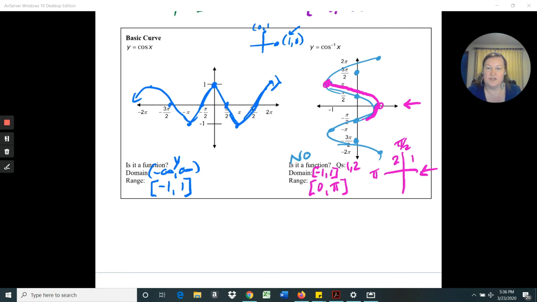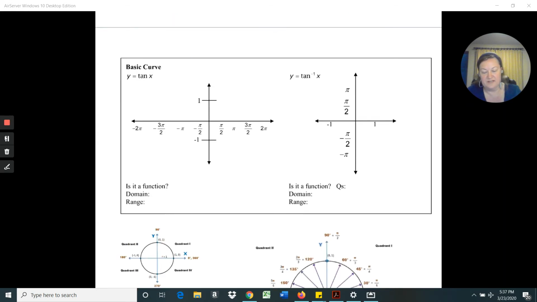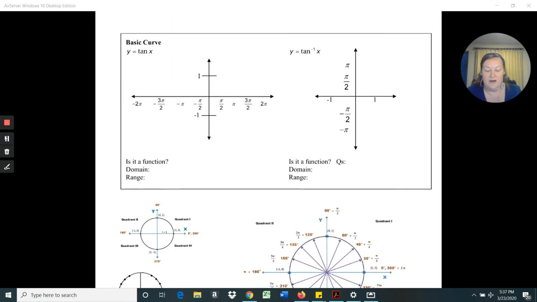So we're starting to get the idea that all we're talking about in inverses is we're flipping them over to get from here to here, and then we're chopping them up so that they actually form a function and pass the vertical line test. All right, so our last one, tangent. These are the big ones that we talk about each time.